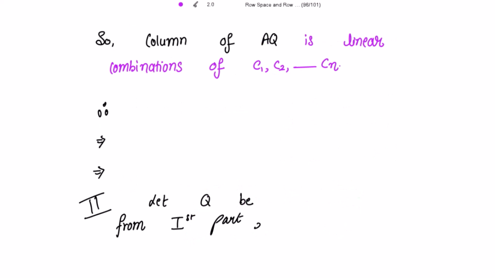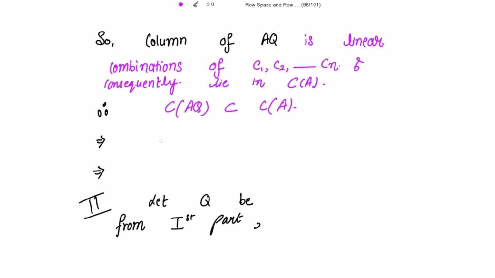So the columns of AQ are linear combinations of C1, C2 up to Cn, and consequently lie in the column space of A. Therefore, the column space of AQ is a subset of the column space of A. This implies the dimension of the column space of AQ is less than or equal to the dimension of the column space of A. And the dimension of the column space of AQ is nothing but the column rank of AQ, which is less than or equal to the column rank of A.